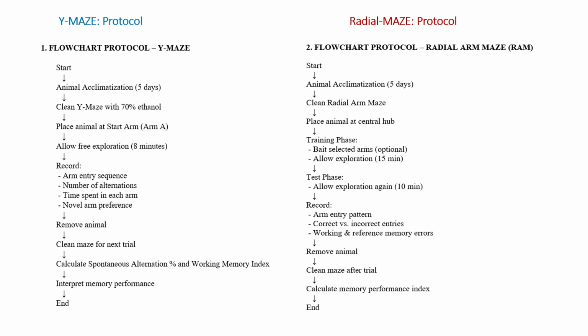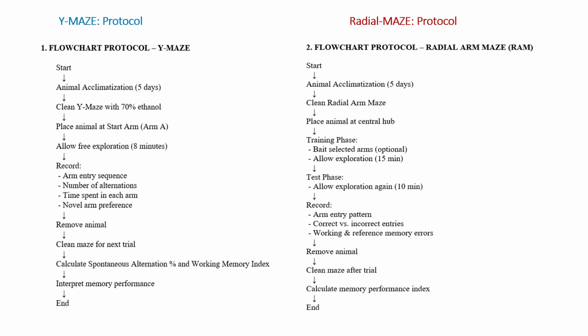First of all, you have to keep the animals for 5 days acclimatization in the same room where you have placed the radial maze, where you are going to conduct the experiment. Clean the radial arm maze, place animals at the center hub. Training phase. In Y maze there is no training phase, but in radial maze you have to conduct a training phase and then a test phase.